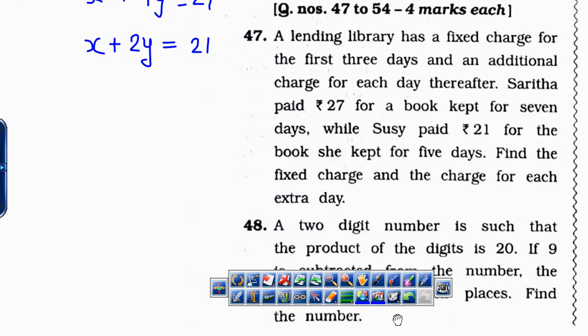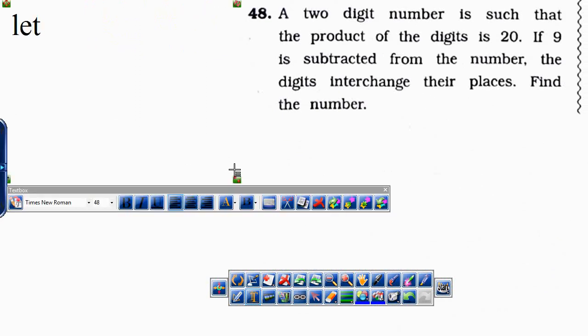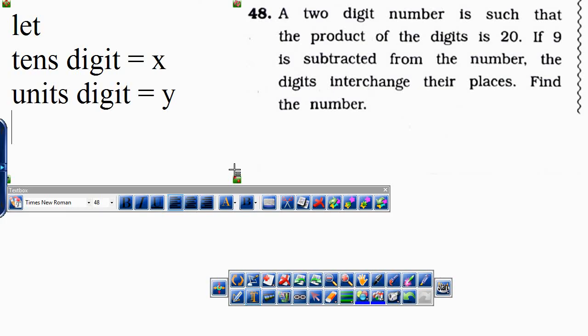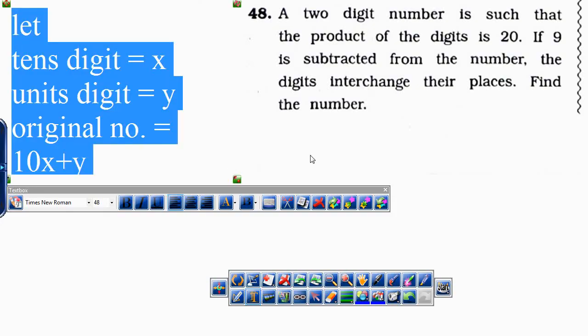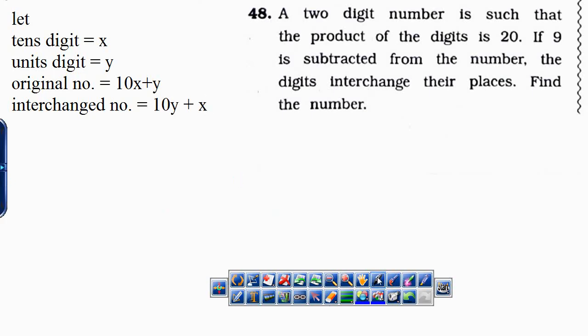Forty-eighth sum, 2-digit number. 2-digit number में the assumptions is fixed. Let tens digit is X, units digit is Y, original number is 10x plus Y, and interchanged number is 10y plus X. This is fixed for a 2-digit number sum.